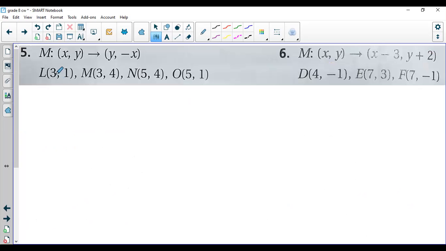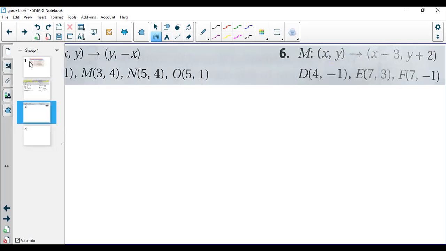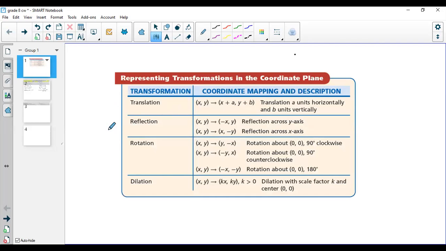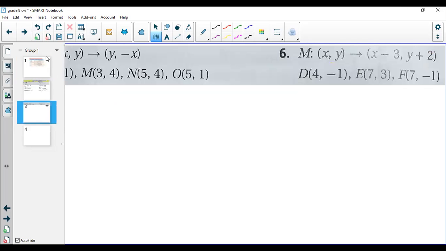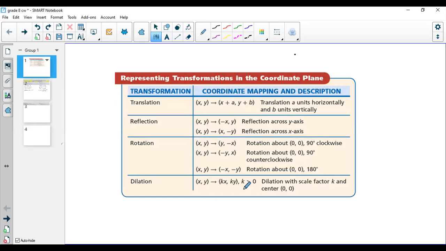Let's move to another question. Here again, it is xy and y minus x. So from this, you need to identify what kind of transformation is described here. From the table, now if you have the book with you, you can see from the table which one has changed to y minus x.